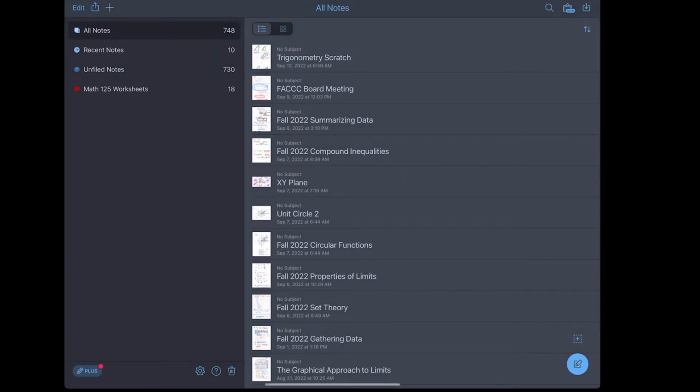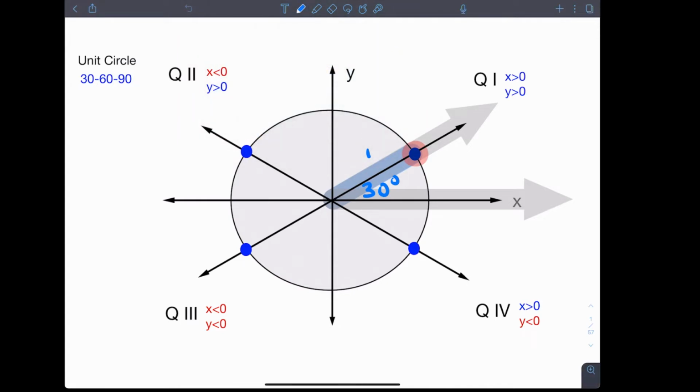So let's go back to that circle. You go, oh, is that why they have this as what? 1/2, square root of 3 over 2. All right, you guys okay with that?